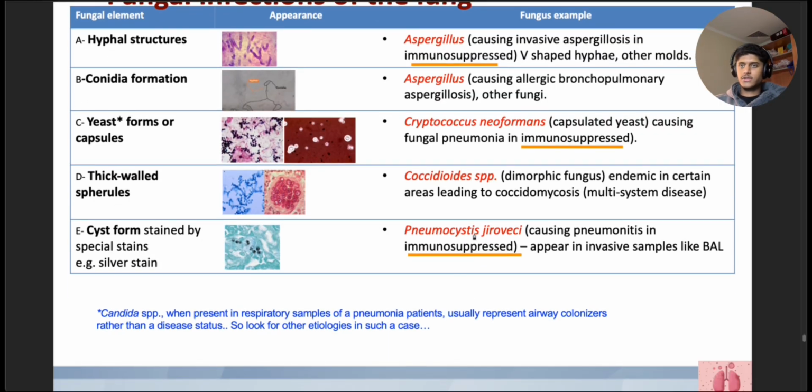And finally, Pneumocystis, from the name, cyst formation, stained by silver stain. It causes cysts in bronchoalveolar lavage fluid, and it is much more prominent in immunocompromised patients, causing pneumonitis.